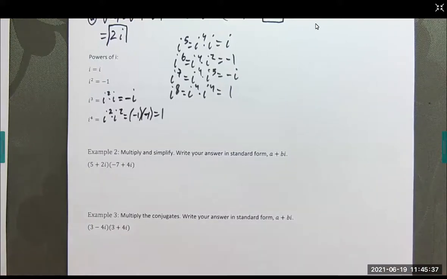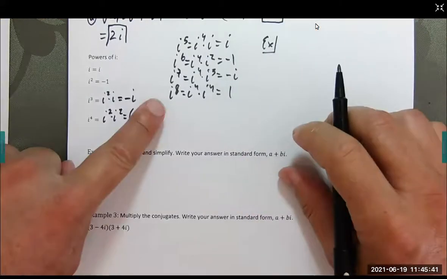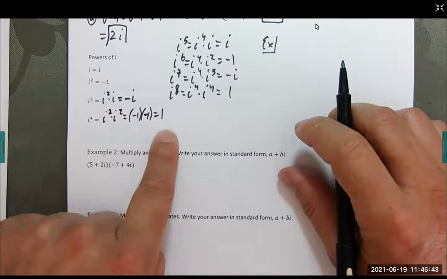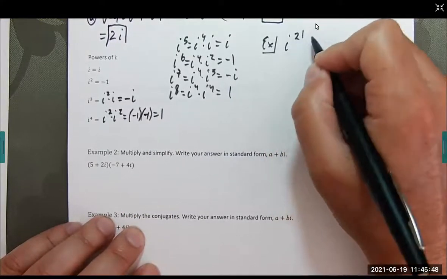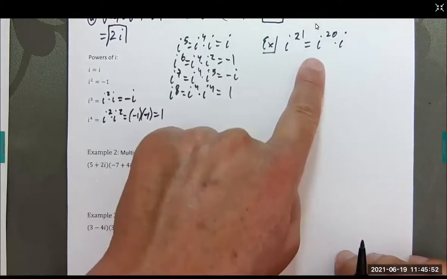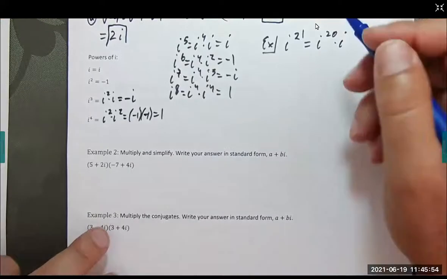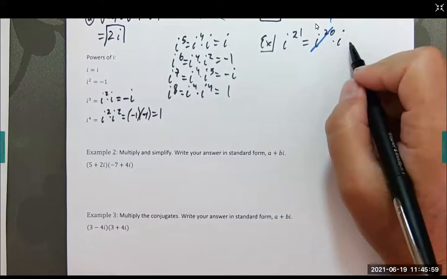So how can we use this? Well, notice the multiples of 4 just turn into a 1. So if I have i to the 21st power, that's i to the 20th times i. i to the 20th is a multiple of 4. This turns into a 1. So i to the 21st is just i.